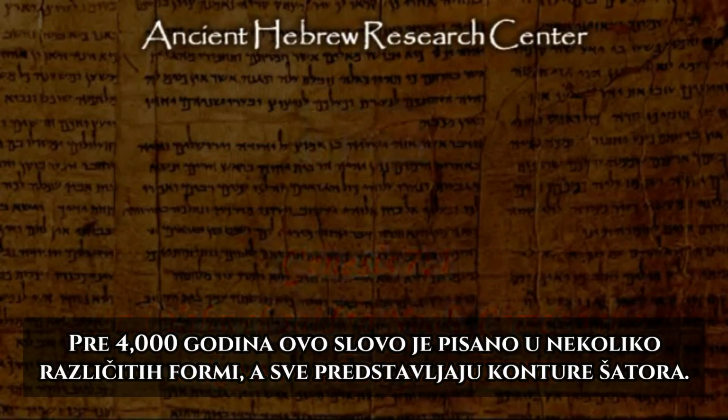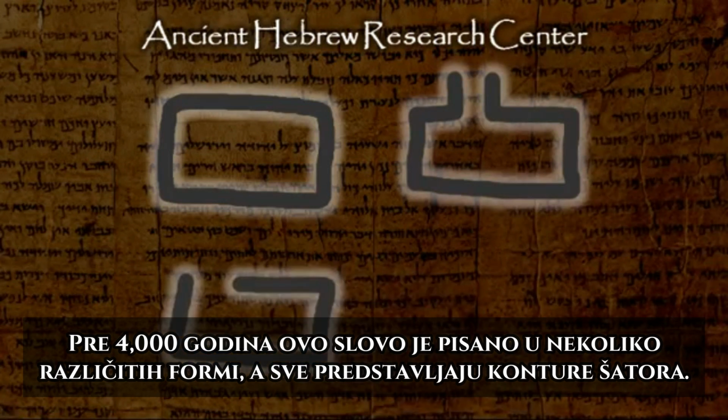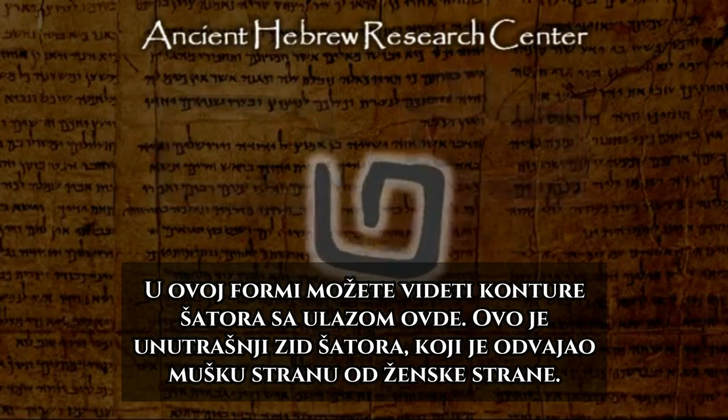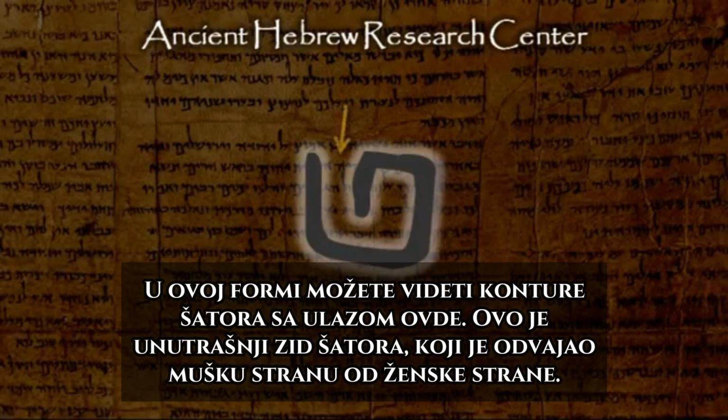4,000 years ago, this letter was written in several different forms, all representations of the outline of a tent. Much of the Hebrew pictographic alphabet, as well as its language, revolves around the agricultural lifestyle of the ancient Hebrews, who were a nomadic people. In this form, you can see the outline of the tent with the entrance here. This is the wall inside the tent that separated the men's side from the women's side.